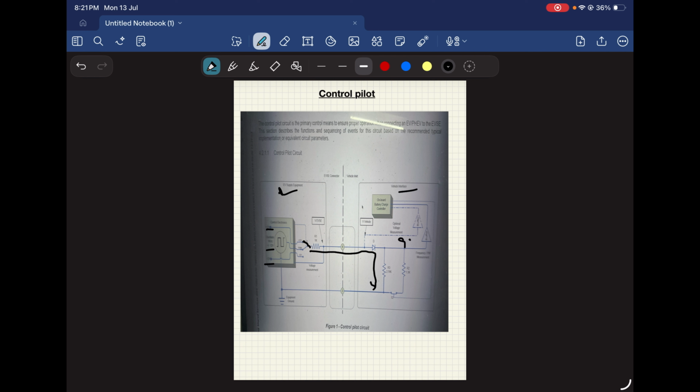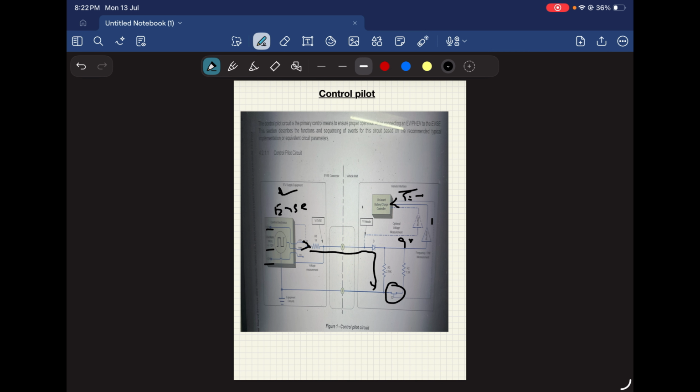Once 9 volts is generated, this 9 volts will be measured by the EVSE as well as the EV. Once it has got 9 volts, again it will shift to PWM, it will trigger this switch and it will start communication. This is the process of the control pilot.